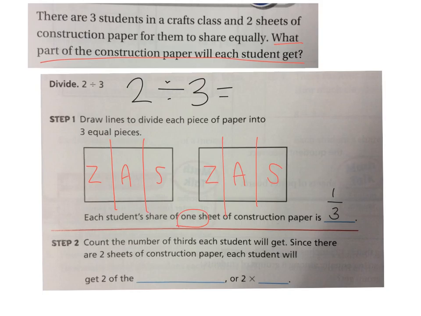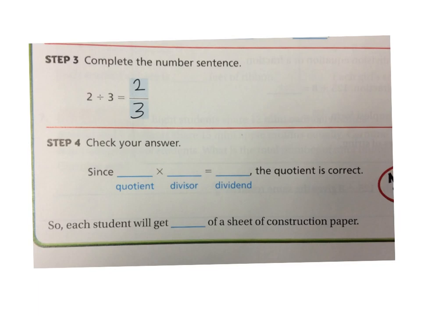But don't worry, because we have 2 pieces of paper, right? So your next step is to count the number of thirds each student will get. Since there are 2 sheets of construction paper, each student will get 2 of the 1/3, right? Or 2 times 1/3. So by drawing this picture, we've now proven that 2/3 is the same as 2 divided by 3. So go ahead and write this part under your picture. 2 divided by 3 equals 2/3.